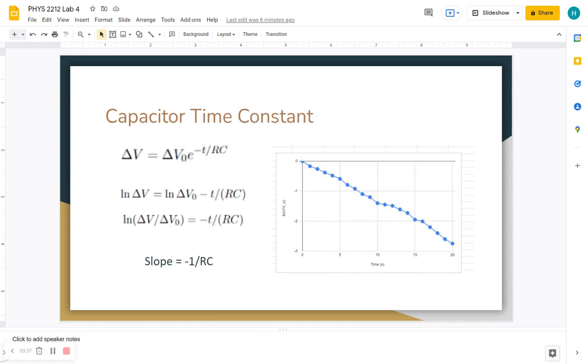Now for calculating our capacitor time constant, when we manipulate this form of the potential difference formula, we see that the slope is negative 1 over RC. And this seems to be true because when we plot our data, we can see that it is sloping negatively downward, and that we're plotting ln of V over V naught over time, and it is less steep because of that fraction that's going on.